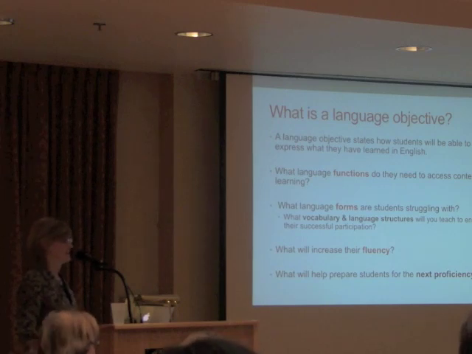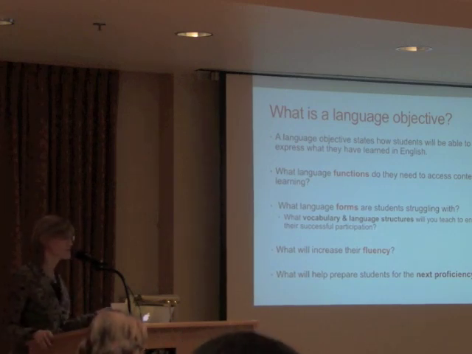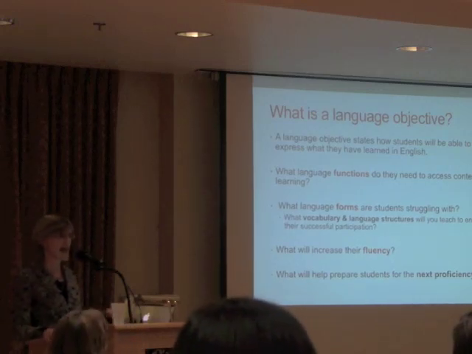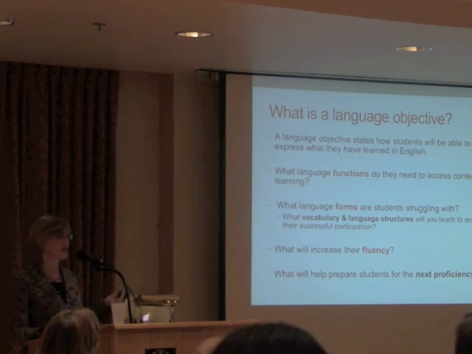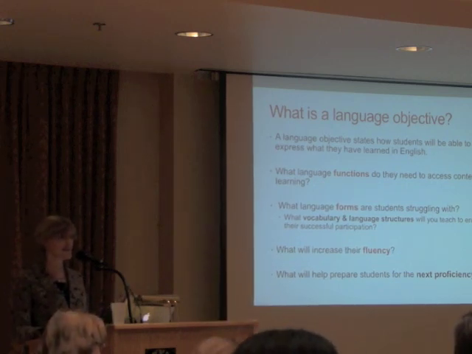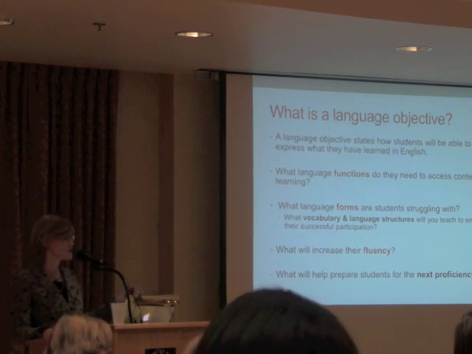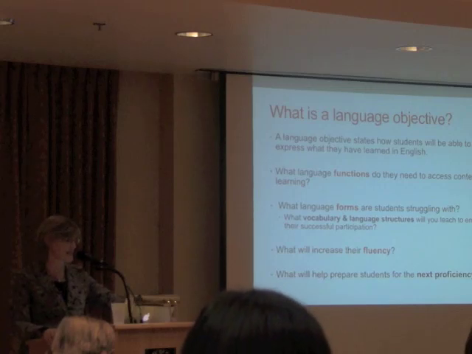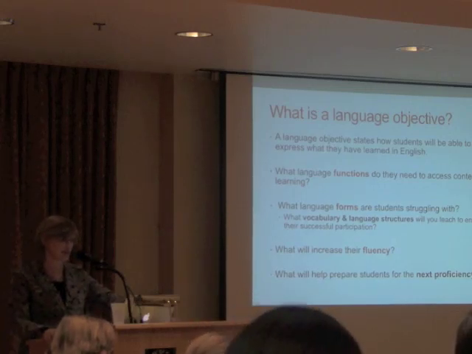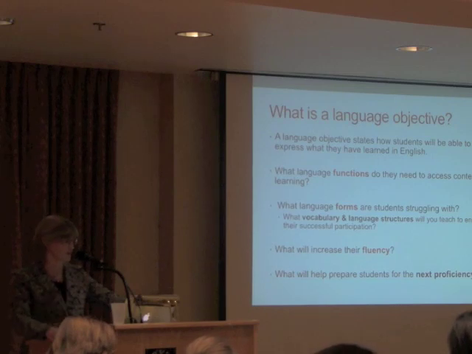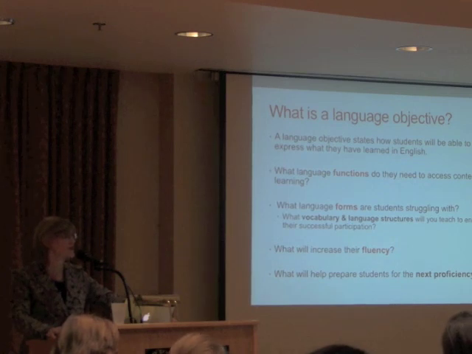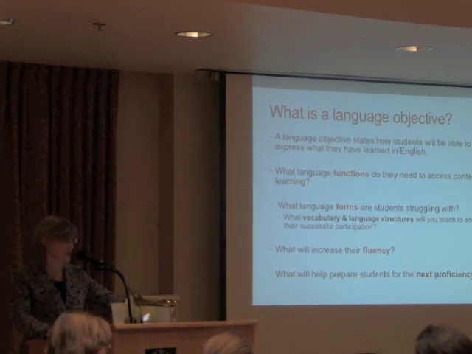So what is a language objective? A language objective states how students are going to be able to express what it is they've learned in English. As you're writing your plans, you need to be including both content objectives and language objectives. So the questions you ask yourselves as you write a language objective are, what are the language functions they need to access content learning? What are they going to do with the language? What language forms are students struggling with? What vocabulary and language structures are they struggling with that you need to teach to ensure they have access to the content?